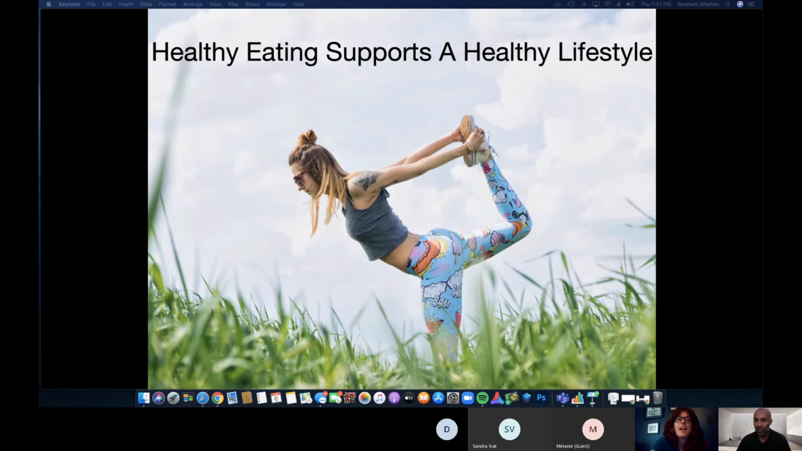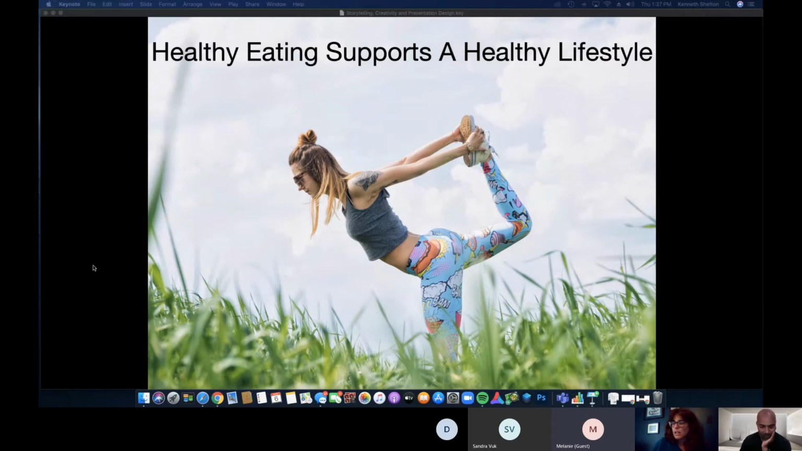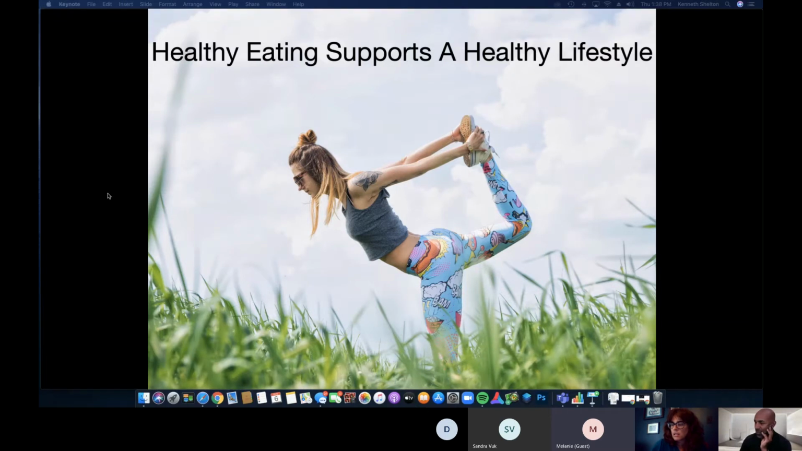So it would seem that healthy eating might also lead to other healthy practices. Anyone else? Any thoughts to contribute? So it seems like the first one with the veggies was the healthy eating part, and this is the healthy lifestyle part. Or you'll be able to do this pose if you eat healthy.